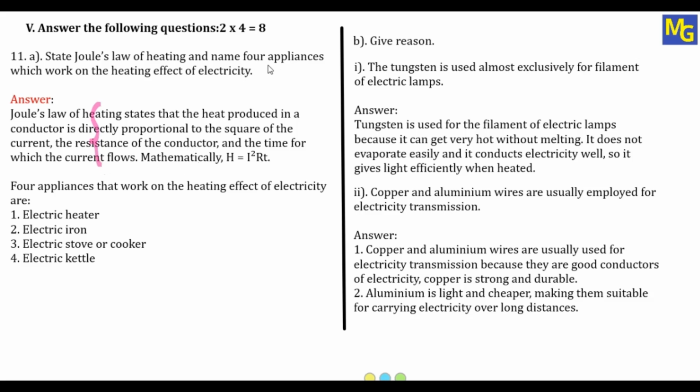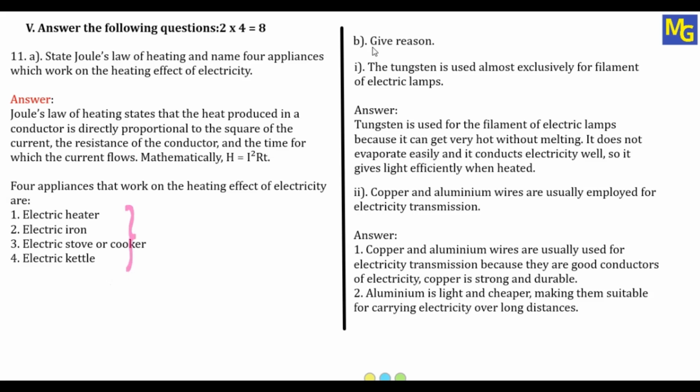Now we have to write 4 appliances. In our day-to-day life, there are many applications where we are using Joule's law of heating, where we are supplying current and producing heat. The first one is electric heater, where if we supply the current, heat will be produced. Then electric iron. For ironing clothes, we are using an electric iron. With the help of current, heat will be produced, and with the help of heat, the clothes will be made straight. Third, electric stove or cooker, where with the help of current, we cook the food. Then electric kettle, where electricity is used, heat is produced, and the tea or the water will be boiled. So these are some of the appliances where Joule's law of heating works.